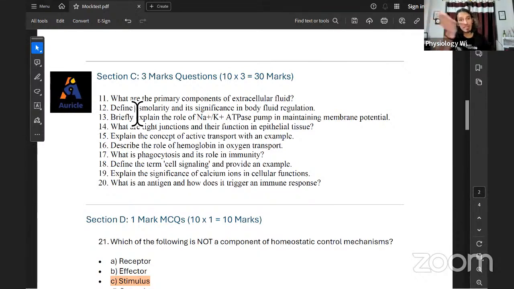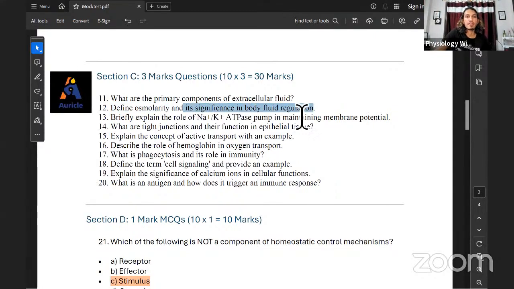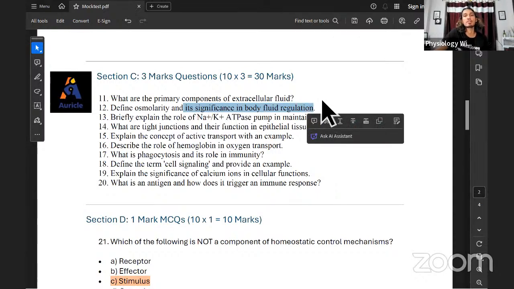Osmolality will be per kg of solvent. Okay, so that basic difference is there. So that is the definition. And then significance in body fluid regulation.